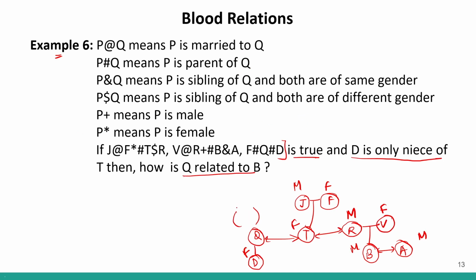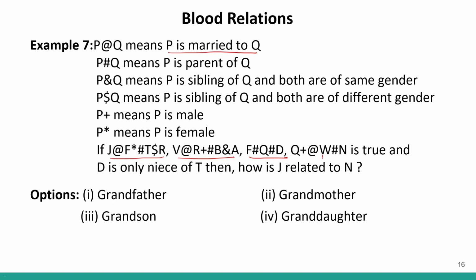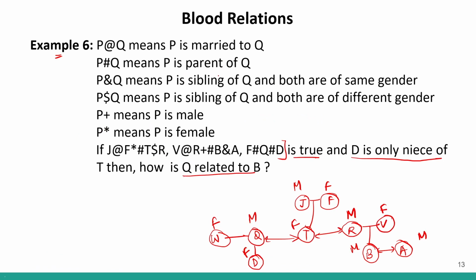Q is male. Okay, Q is male, married to W. So W will be female. I am just extending the chart. Okay, in the next question. Going back to the question. W hashtag N means W is the parent of N. Correct? So going back to the chart. W is the parent of N. That means they have one more child, N. Correct? And since D is the only niece, N will be male. Going back to the question.